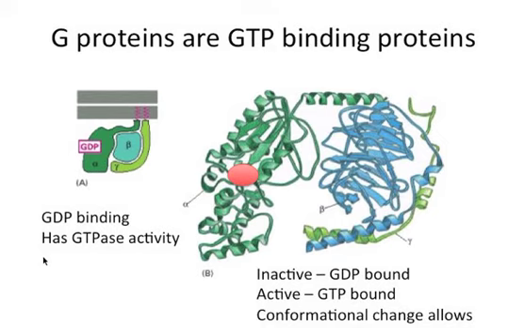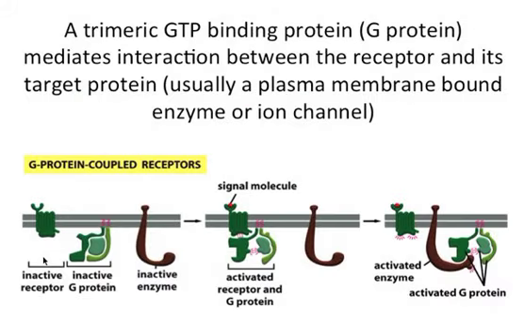This conformational change within this protein allows for interaction with a target protein of some sort. So you'll have a signaling molecule that will bind to a receptor, which will activate a G protein, and that G protein can then go interact with something else and activate it. And that's how the signaling begins. Okay.